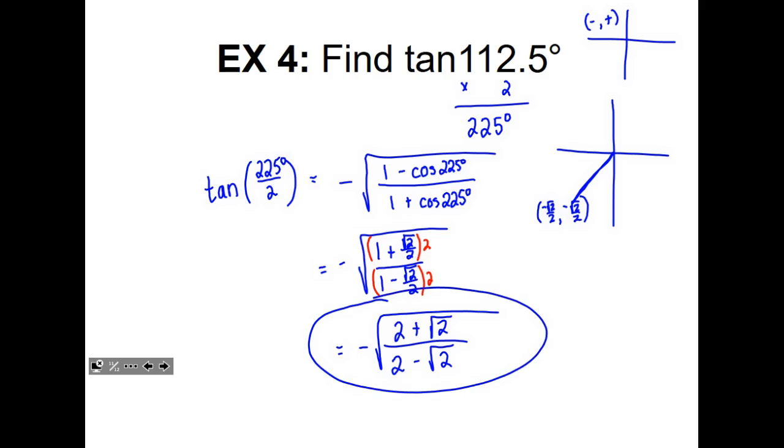Please do not leave me any complex fractions. So don't stop right here where you have a fraction inside of a fraction. But if you can get it down to this, that'll be okay. All right, questions?